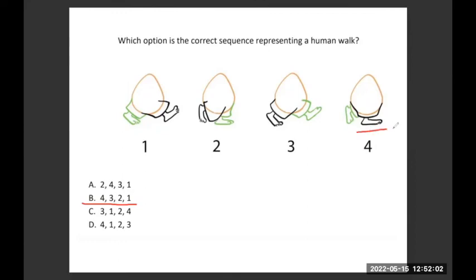Why? Because we start with a stable foot first. Then the other foot is raised. It goes in the front first. The green foot goes in the front first. Then it becomes stable. Meanwhile, when it becomes stable, the other foot has to be raised, and then it comes ahead forward. So it's literally in this direction. So 4, 3, 2, and 1. The correct one is option B. And most of you have got it correct, which is a good thing.